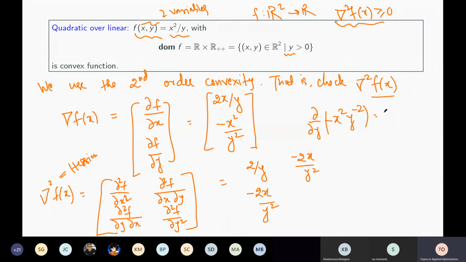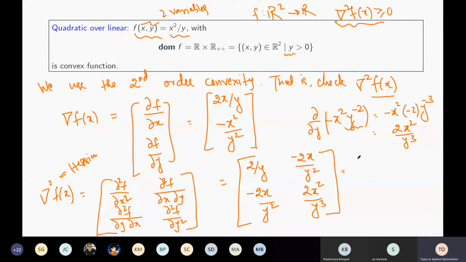Okay, so x is like a constant, so minus x square comes out, and the derivative of this with respect to y is minus 2 y to the minus 3. So this is like 2x square by y cube. This is 2x square by y cube. So this is the Hessian.